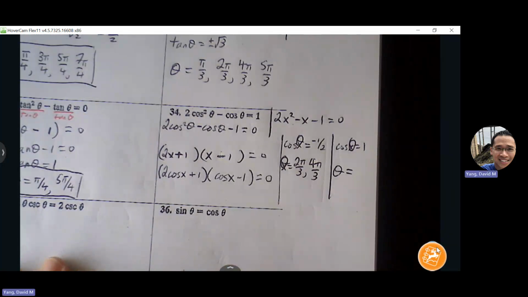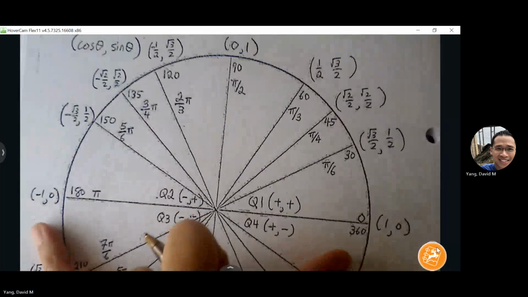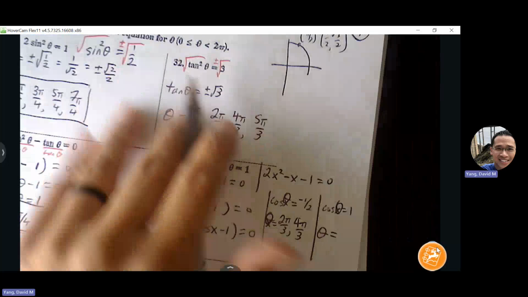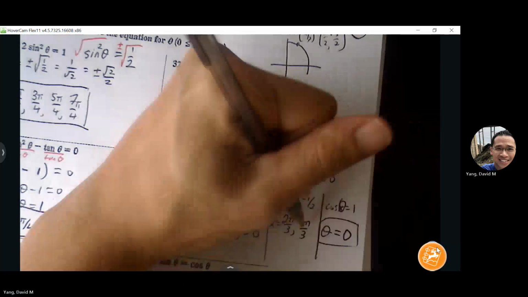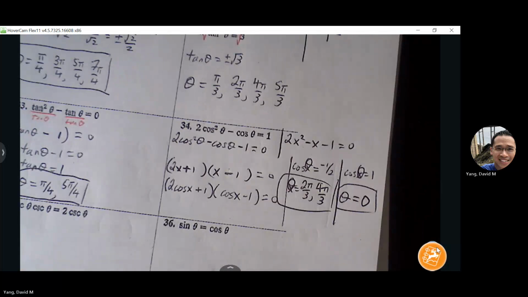Right, and then where's cosine equal to 1? 0. Yep, 0. Well, sorry, 0 and 2 pi, right? But we leave 2 pi out of it since it's not included, because of our domain restrictions.